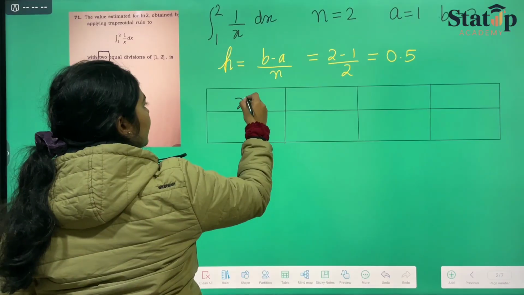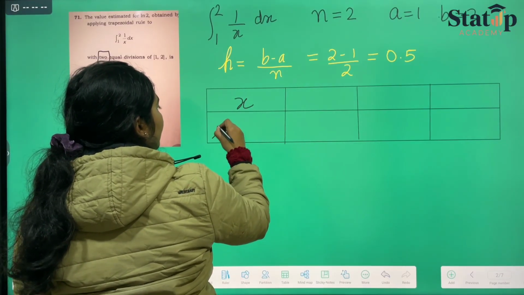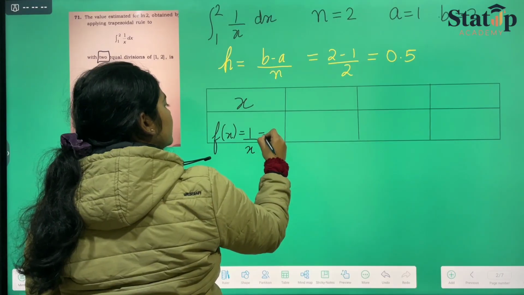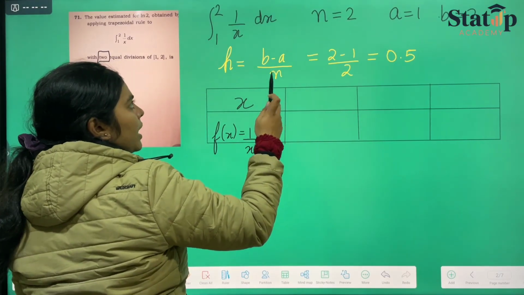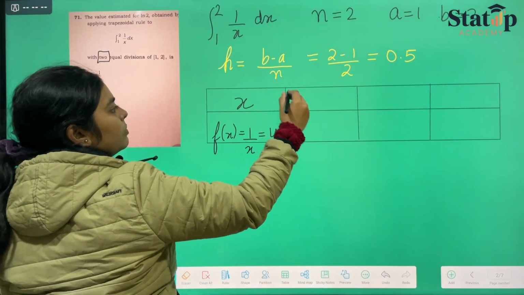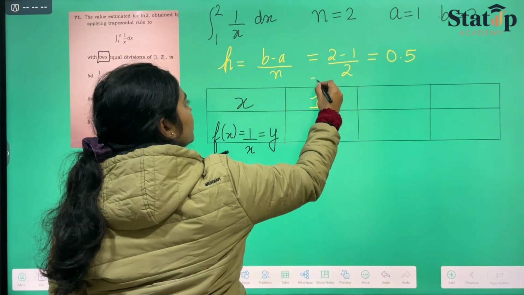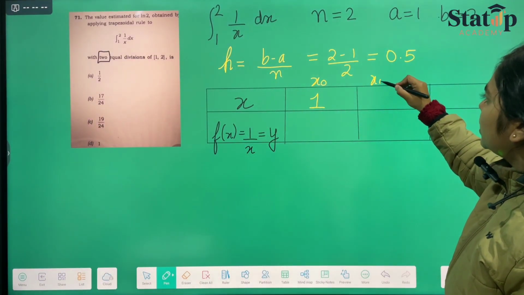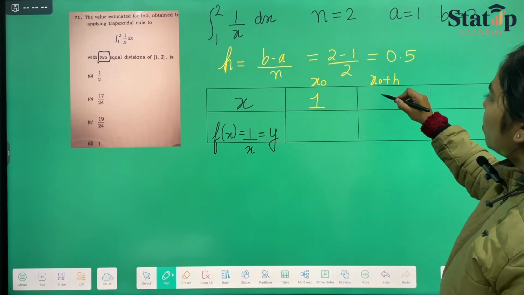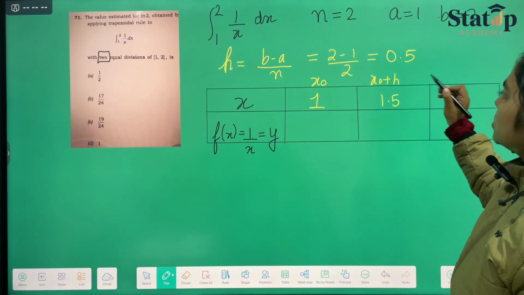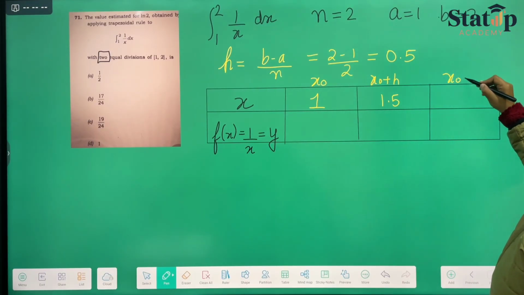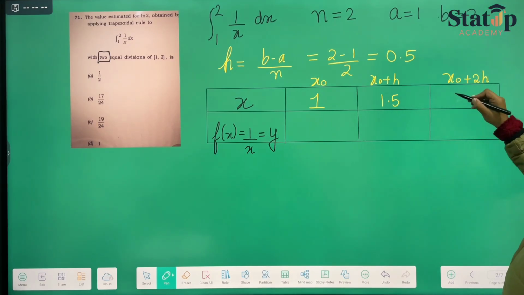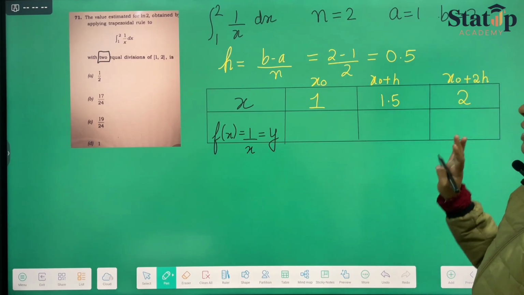So here we will write x, and here we'll write f(x), which is equal to 1/x, which is equal to y. So the first x will be 1, the lower limit, which is x0. Then the second x will be x0 plus h, which is 1 plus 0.5, which is 1.5. And the third x will be x0 plus 2h, which is 1 plus 1 equals 2. And these are our limits.